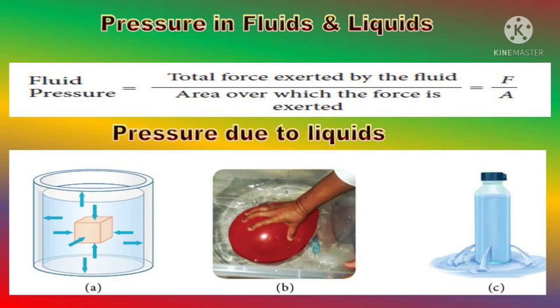Similarly, liquid pressure acts on the lateral sides also. When a bottle having water is pierced on the sides, we can see water comes out with speed, as in figure C. This is because liquid exerts lateral pressure on the walls of the container.